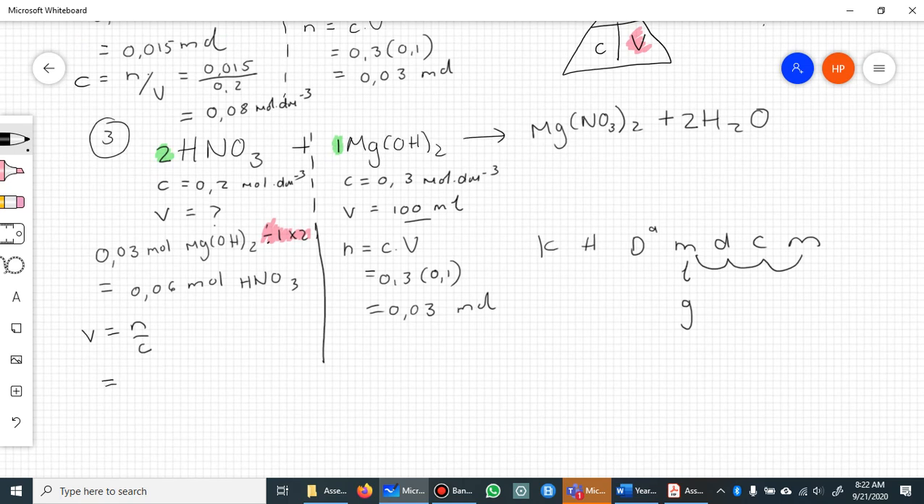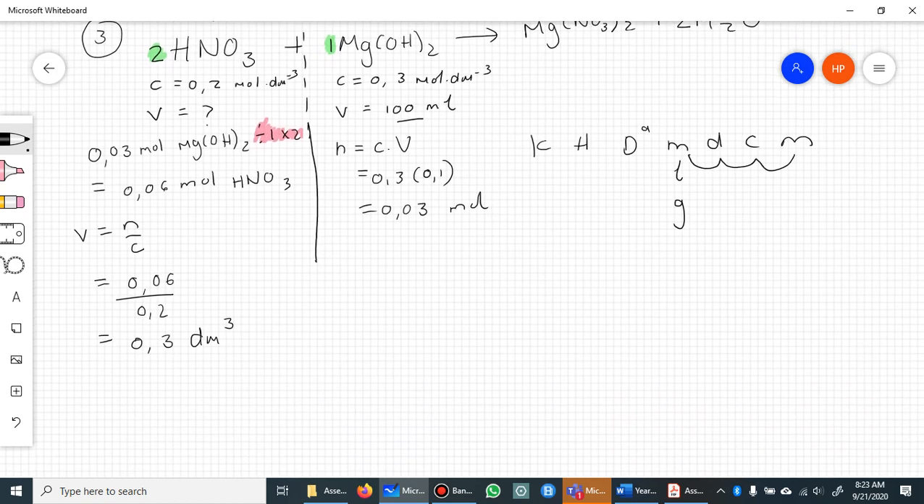So my mole is equal to 0.06. My concentration is 0.2. And then what do you guys get there? 3. Awesome. And the unit? Just decimeter cube. So I'm just looking for volume. Does that make sense? Okay, cool. Let's do another one.